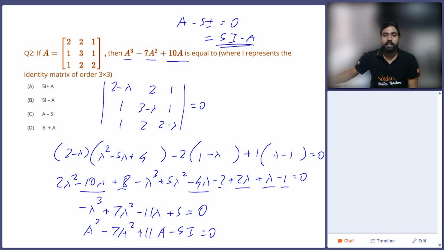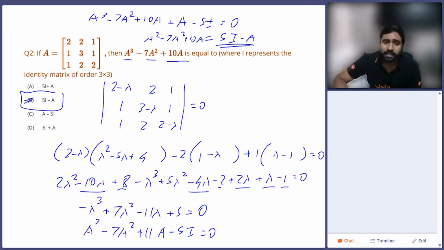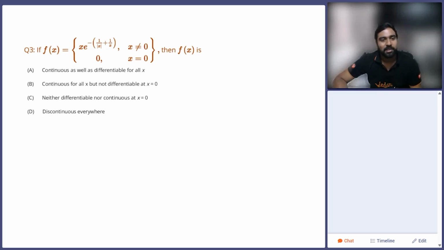Send this A minus 5 identity over to the right side. So 5 identity minus A will be the value of this remaining part, which is A cube minus 7A square plus 10A. So I can say that A cube minus 7A square plus 10A is equal to 5 identity minus A. Option B will be the answer for the question. Okay, pretty simple, straightforward solution.